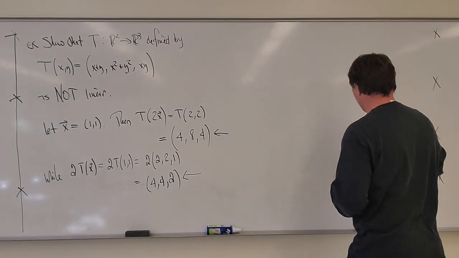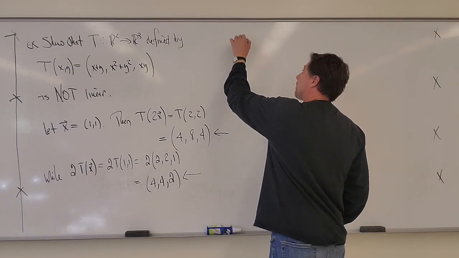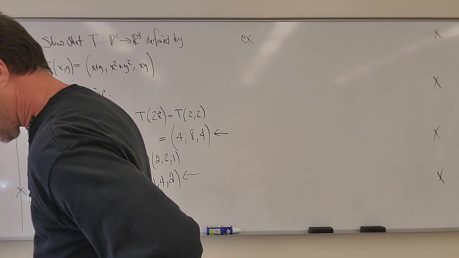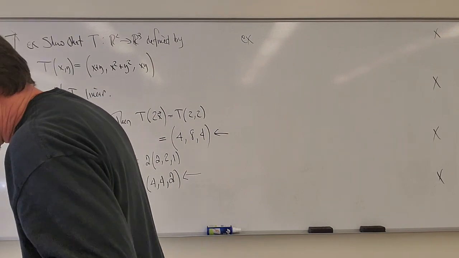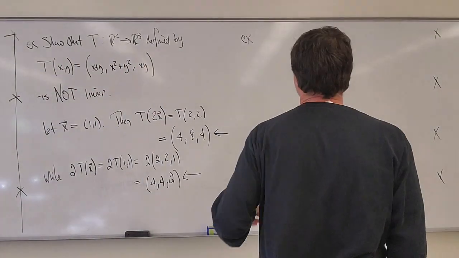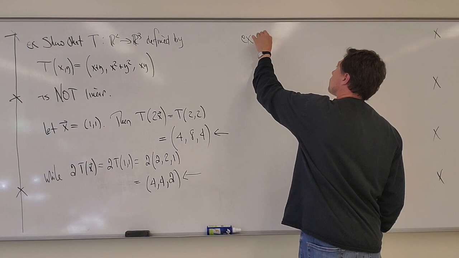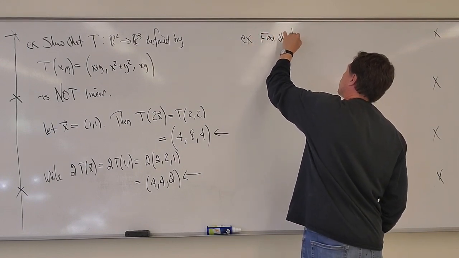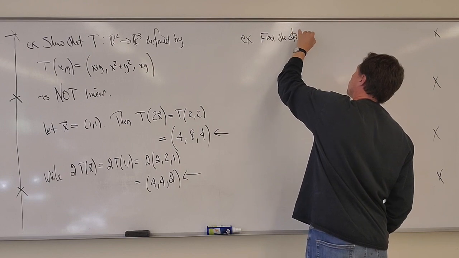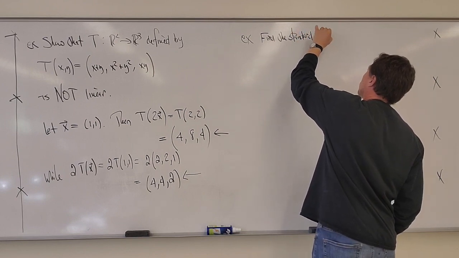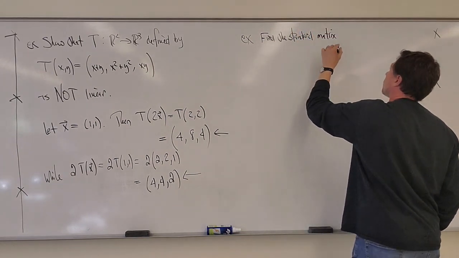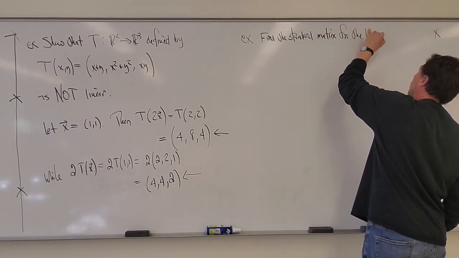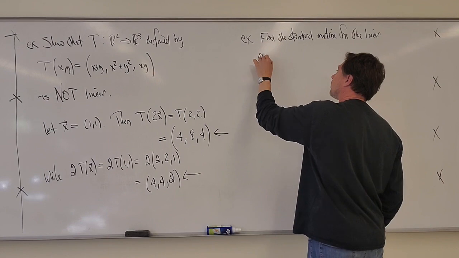All right, let's try one more example, and then we're going to wrap up this lecture. And this one goes like this. I'm going to describe a certain linear operator. So let's find the standard matrix for a linear operator.